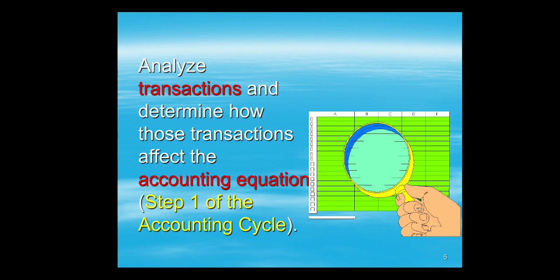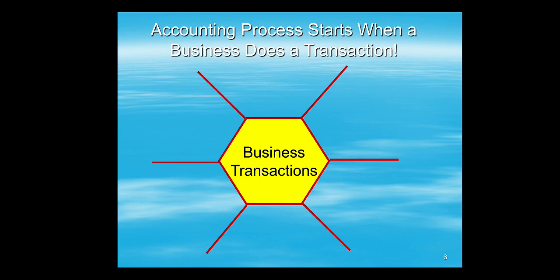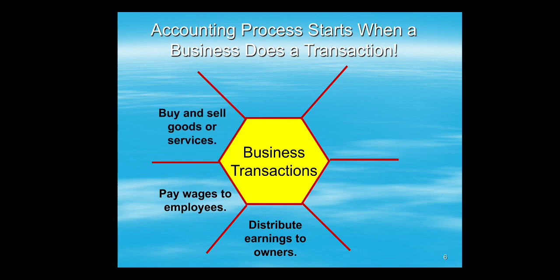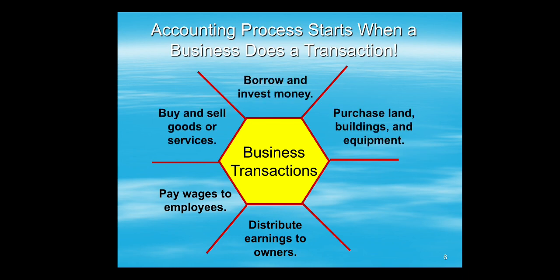So step 1, like you have seen in the previous slide, step 1 in the accounting cycle is called analysis. Analysis means you have to analyze business transactions and determine how those transactions affect the accounting equation. Okay, let's see what it is about. So you have to know that a business will do many transactions every day. If you have a business, you will do many transactions. These are the typical business transactions that will happen if you have a business.